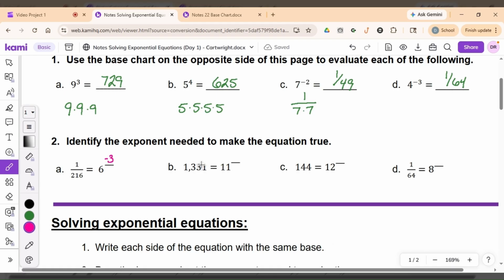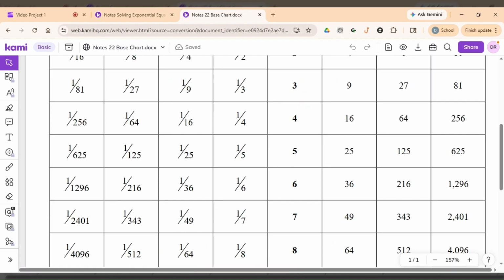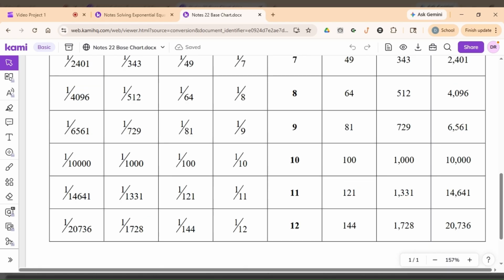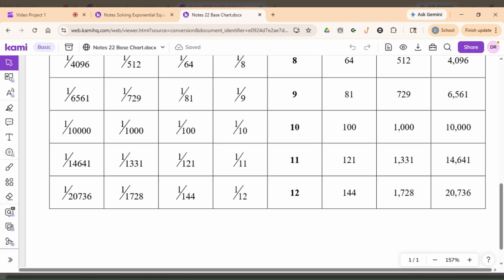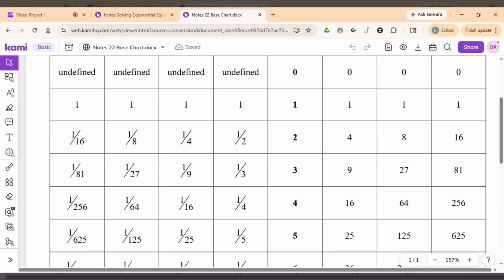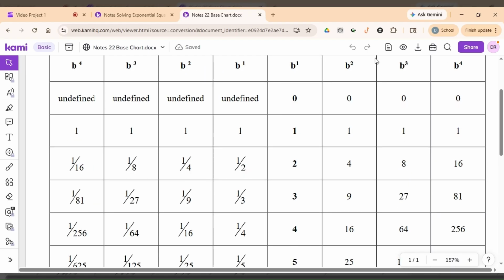1,331 is equal to 11 to the something. Not something that we have memorized most likely here. So if we, again, scroll down, go find 11 in your row, go all the way over. There's that 1,331, and we're at 11 to the first, 11 to the second. This would be 11 to the third. You can verify that at the top. We're lining up with exponent 3.